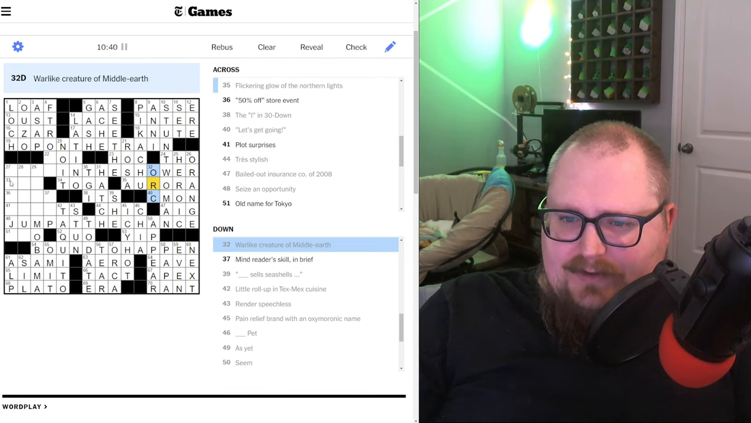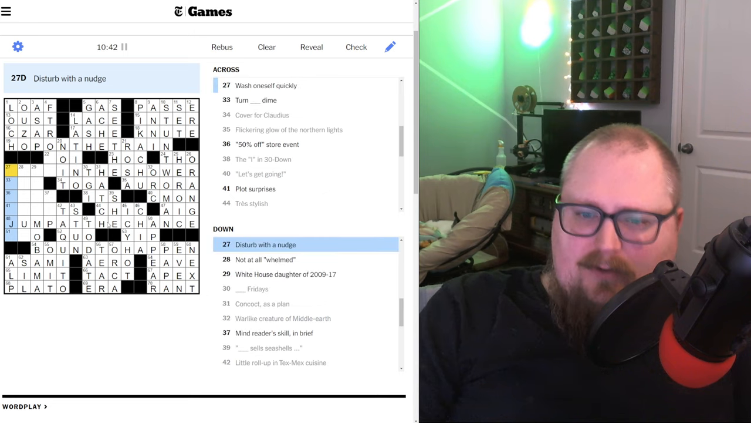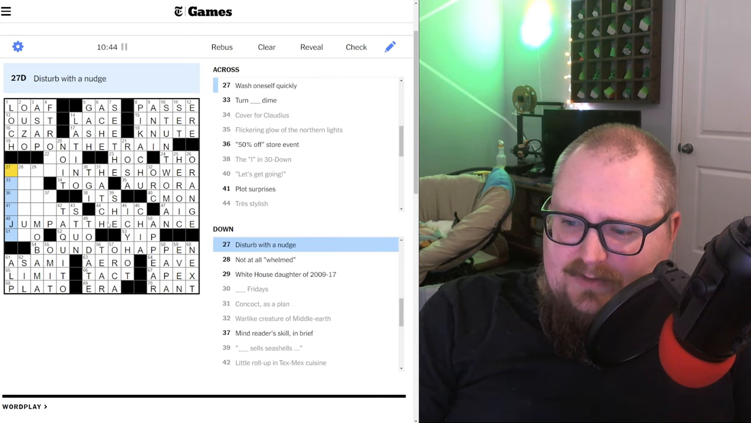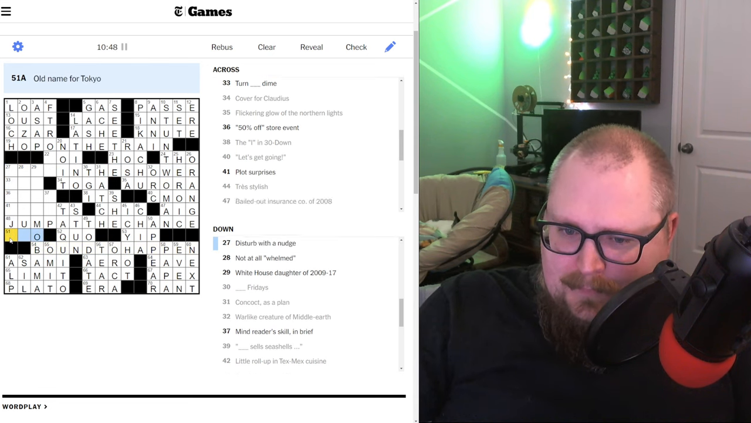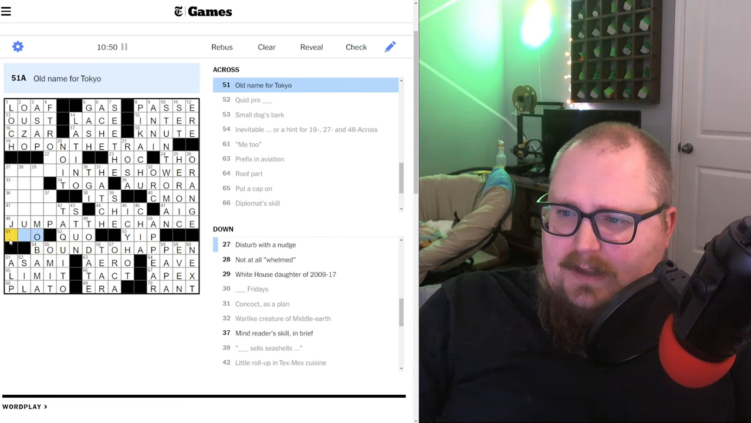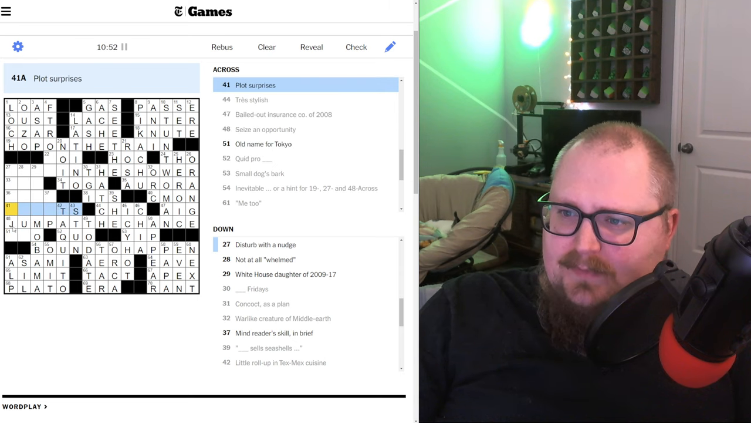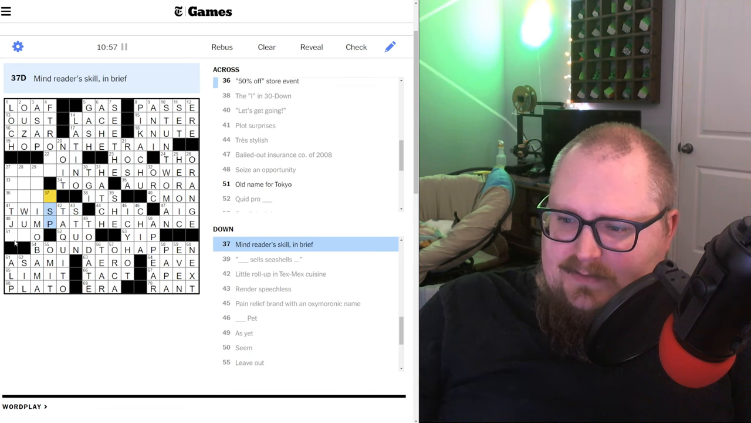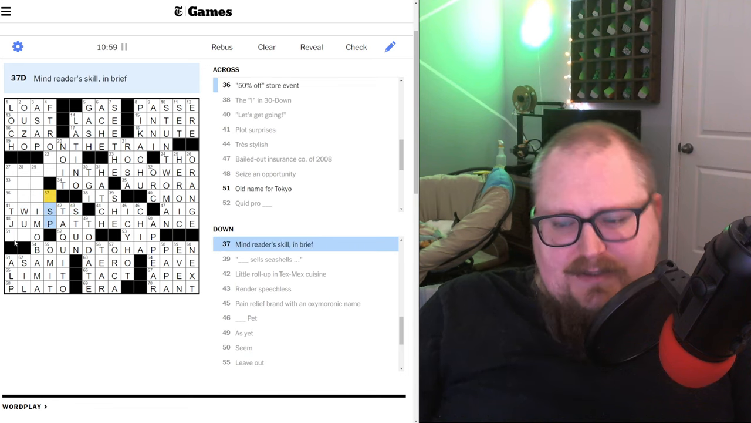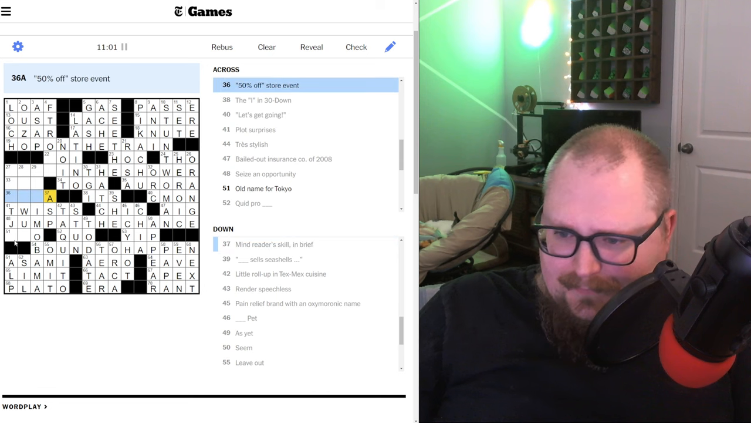I love when Orc shows up. Orc, Orc, Orc. Disturb with a nudge. There's a J in it. It's going to be interesting. Let's go for the across here. Old name in Tokyo. Edo, perhaps? Plot surprises are twists. This is probably, yeah. SP is always either ASP or ESP.